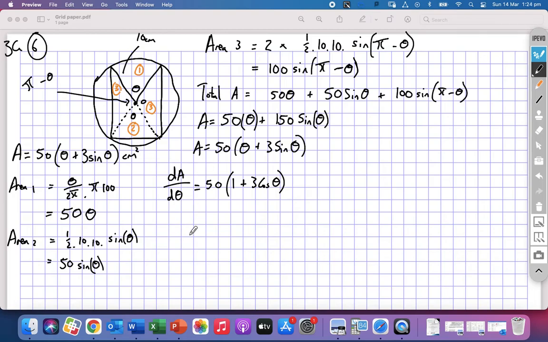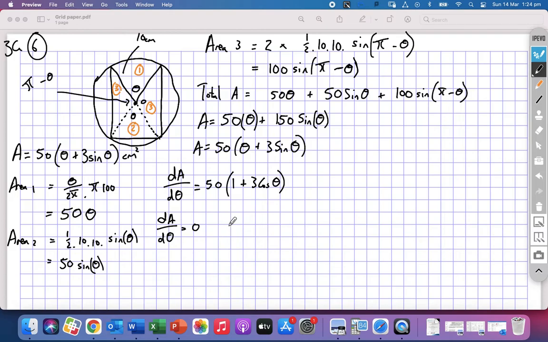Excuse me. So again, surprise, surprise, we're going to set this equal to 0 to try and find out a maximum or a minimum. So I'm going to say that the rate of change of area with respect to the angle equals 0.